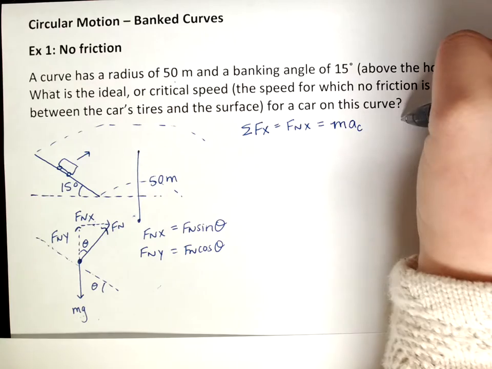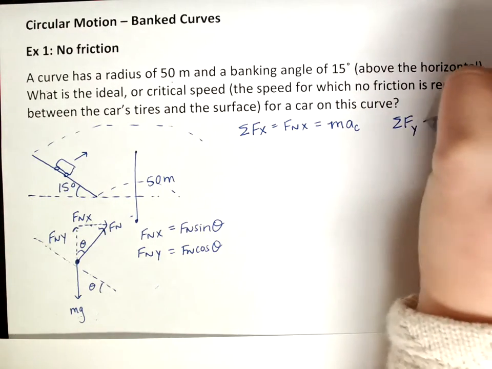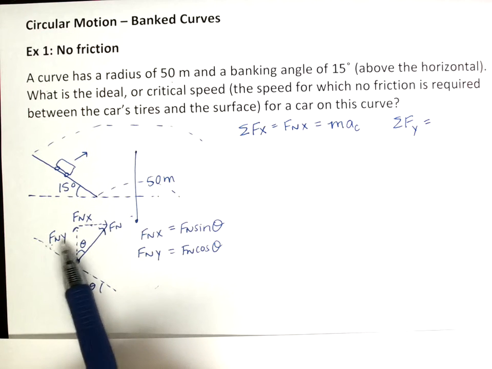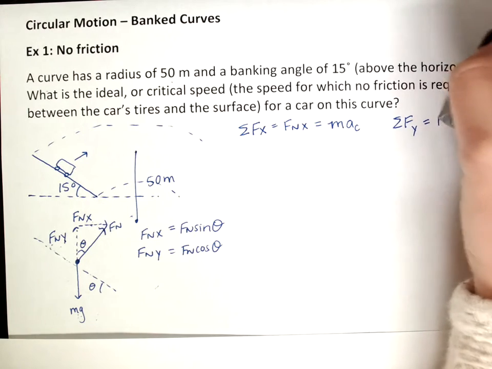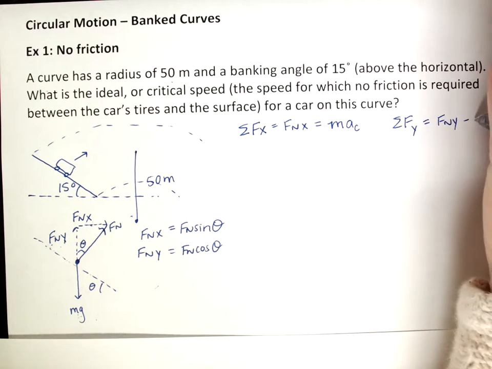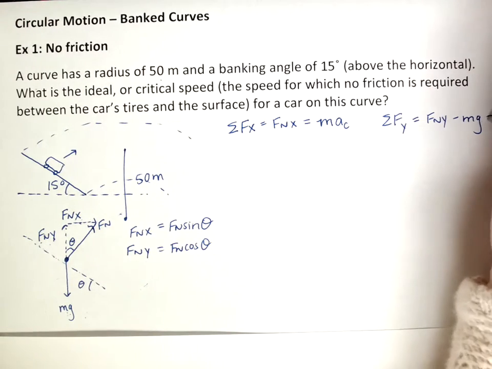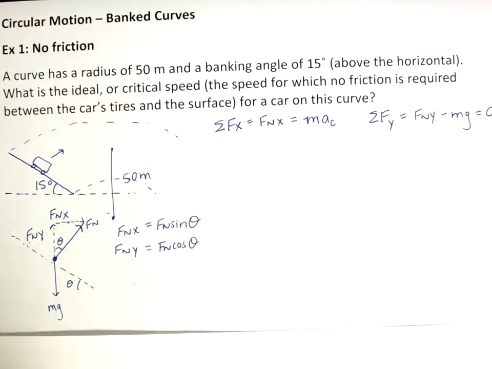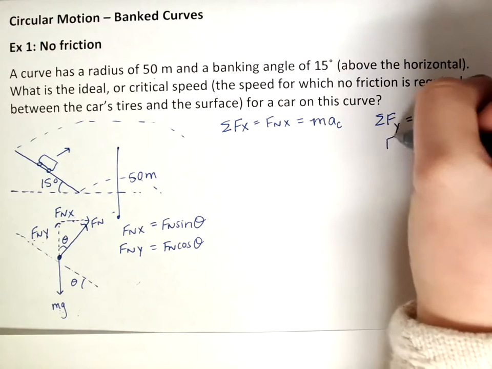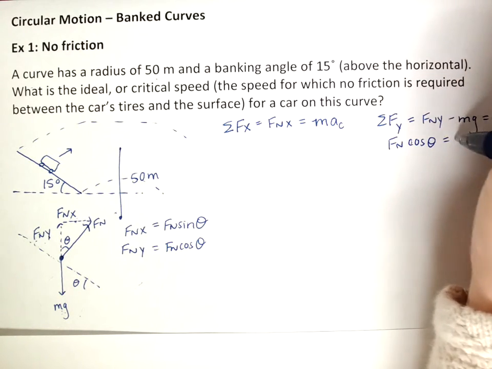Let's go ahead and start our y equation, the sum of the forces in the y direction. Well, we have two now. We have F_N y going up, and we have weight going down. The car isn't accelerating in the y direction, so this is going to equal 0. So that must mean F_N cosine theta equals mg.